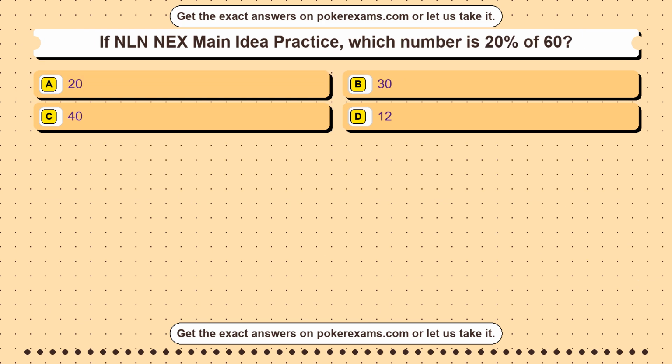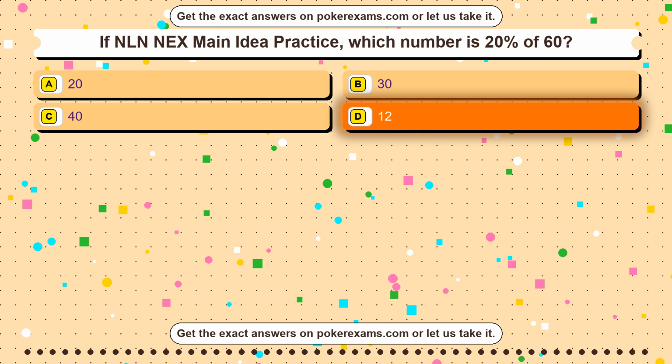Question 50. If NLN NEX main idea practice, which number is 20% of 60? Option A, 20. Option B, 30. Option C, 40. Option D, 12. The correct answer is option D, 12.